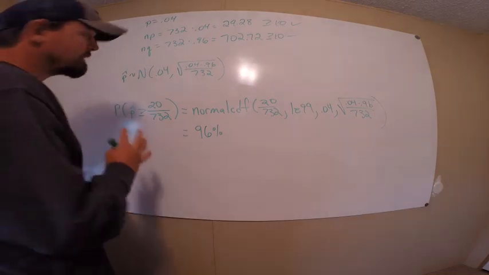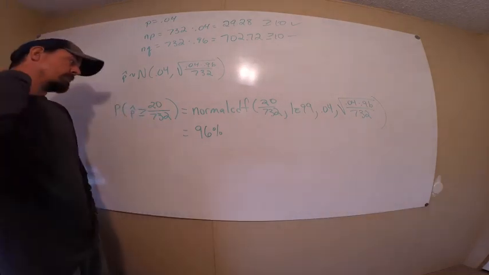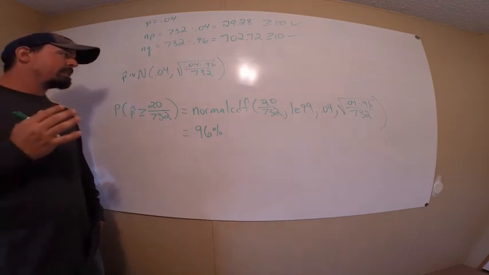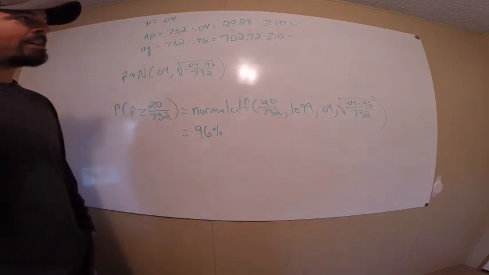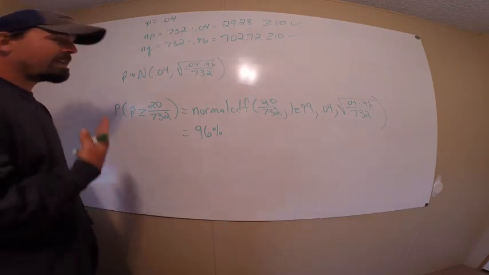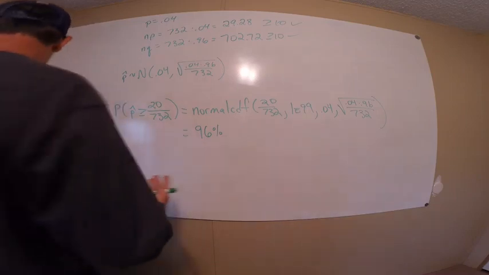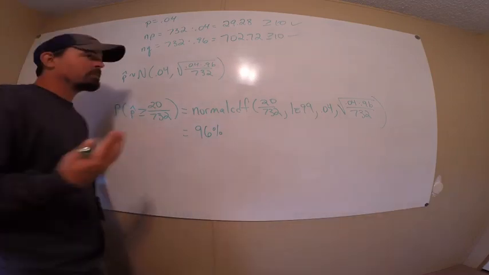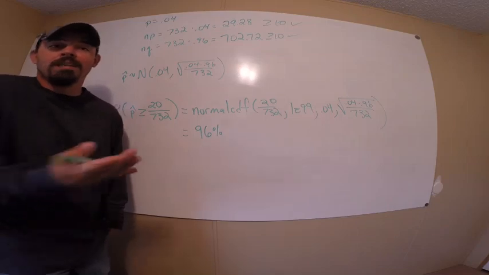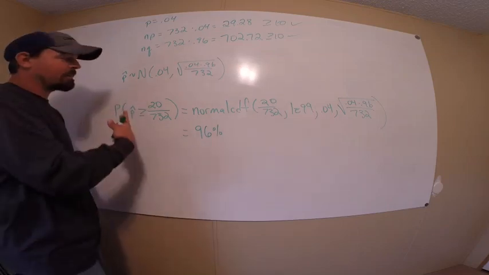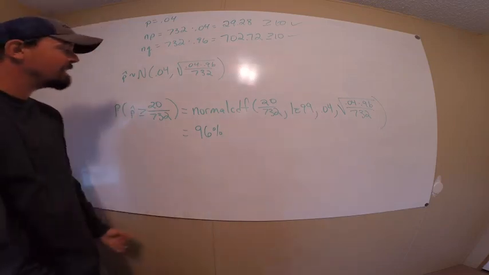So, if you're looking at your question, it wants to know the probability that they will find enough people for their study. They need at least 20. They want 20, right? So, if they get more than 20, fine. They can choose out of that. However many they get, they can pick 20 of them. But they have to have at least 20.